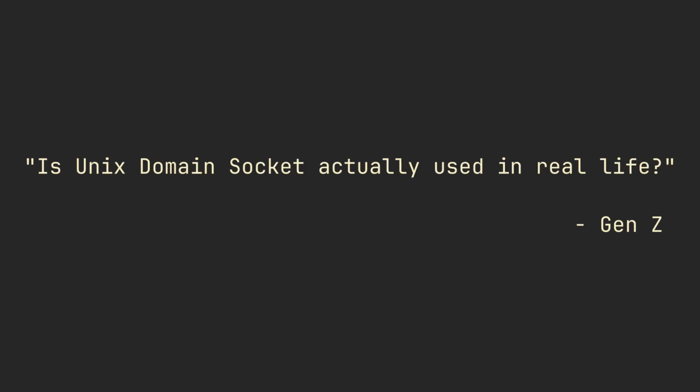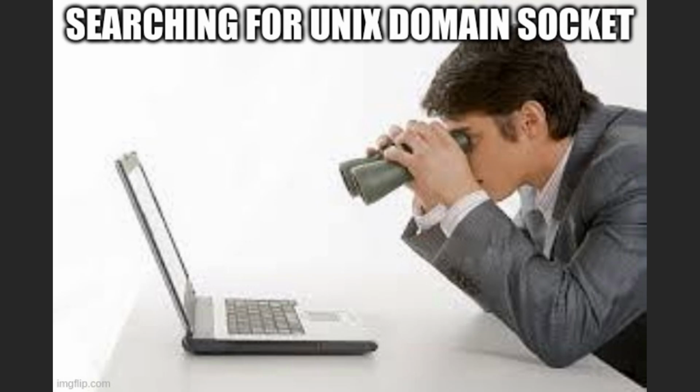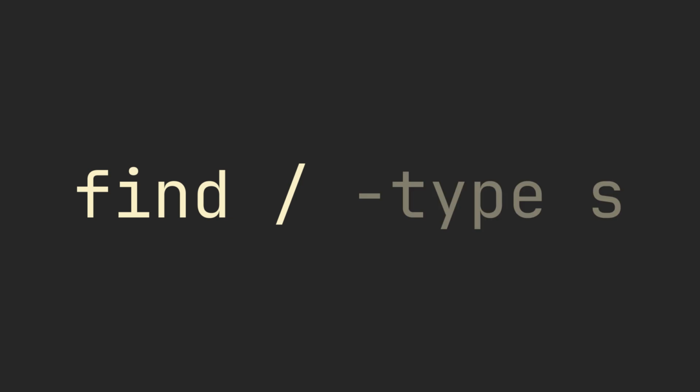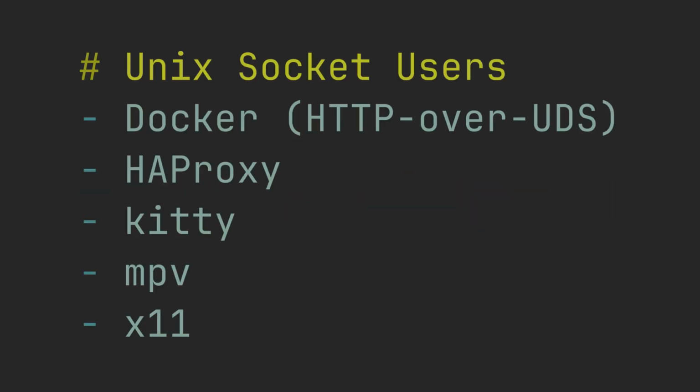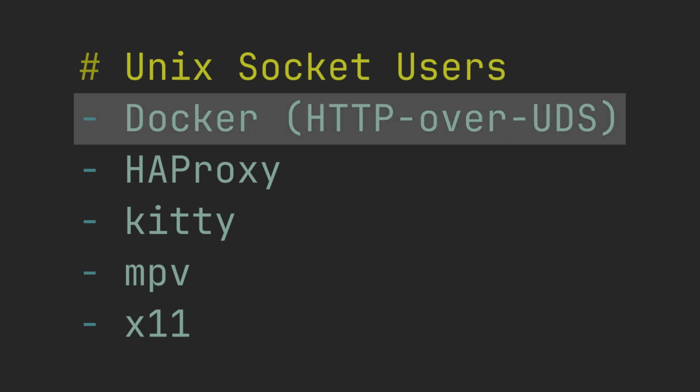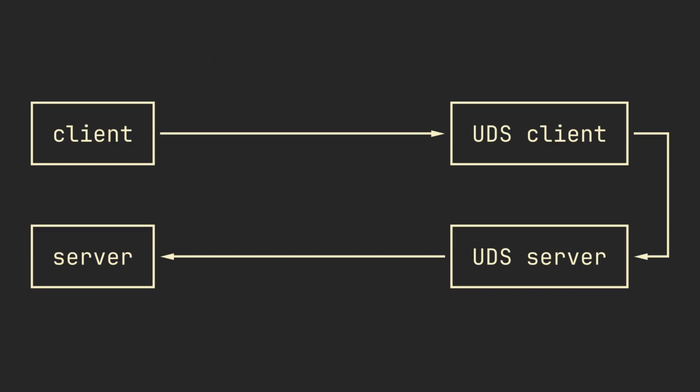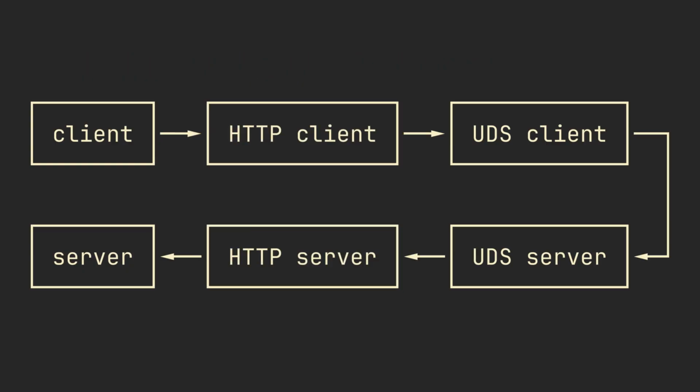But is it really used in real life? You can find Unix socket files on your machine using find command with type option set to S. For example, these programs use Unix domain socket to allow another processes to communicate with them. Although Docker is a bit unique here, because it's not just using Unix domain socket, but it also run HTTP on top of it. We will discuss it in the next video.